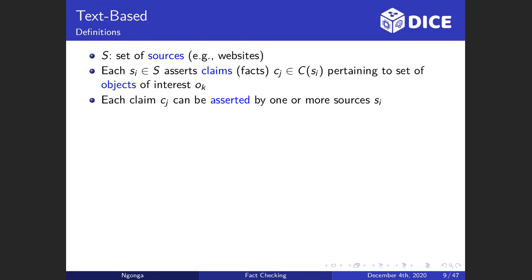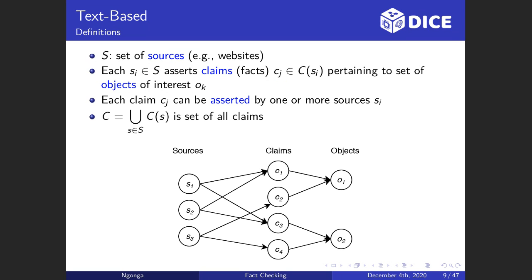Now, once we have that, we know that each claim can be asserted by one or more sources, which basically means that fundamentally, this is the kind of graph that you will expect, right? So you have a set C of all possible claims, i.e. the union over all sources of the claims of these sources. And in this particular graphic, if you assume that we have seen everything, this would be your set C.